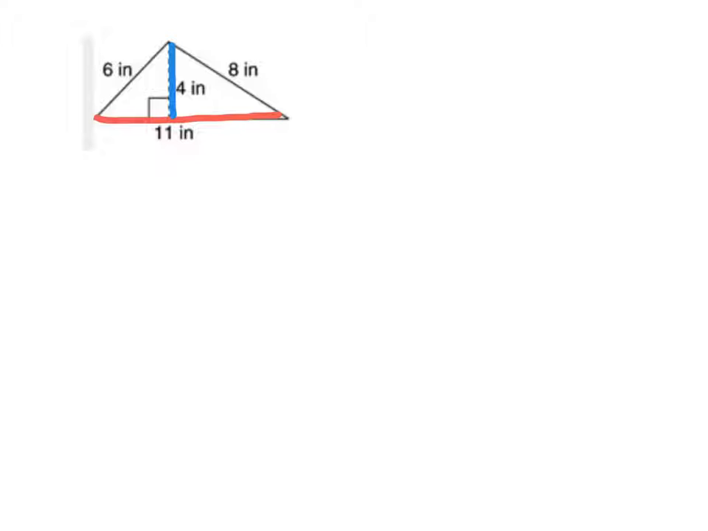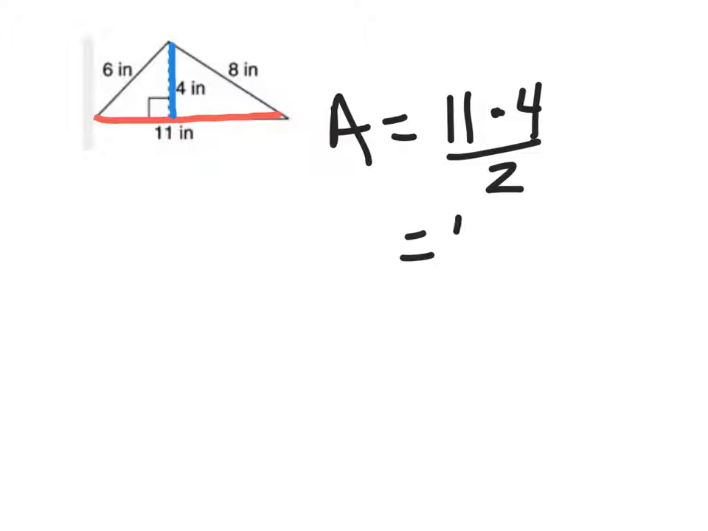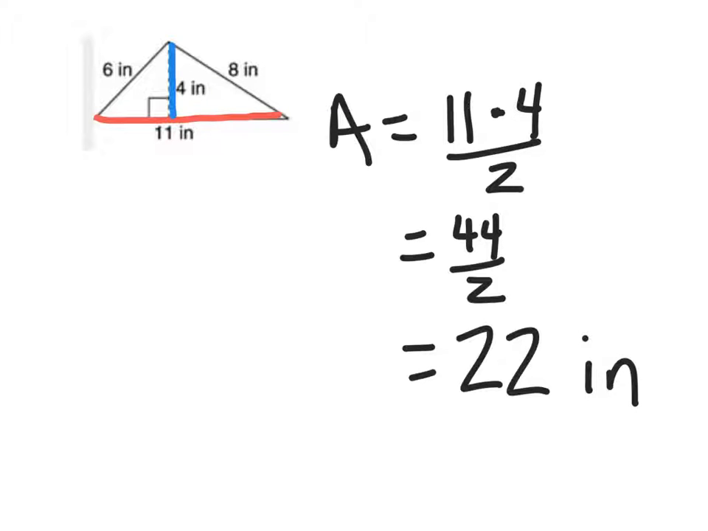So now we're going to take those 2 things and we're going to multiply them and divide by 2. So we're going to take 11 times 4 and divide by 2. So that's 44 divided by 2. So our final answer is 22 square inches. Notice how we write inches squared even though we say square inches, because this means it's 22 like little tiles. So 22 is the area of this triangle.